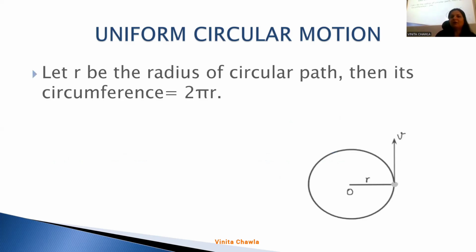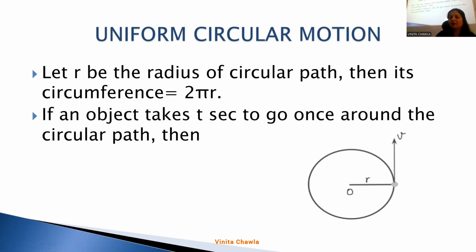So let r be the radius of the circular path. Then because the object is moving in a circle, the circumference of this circular path will be 2 pi r. And suppose it takes time t to go once around the closed path, then we can find the velocity of the object as 2 pi r upon t. Okay, 2 pi r upon t.